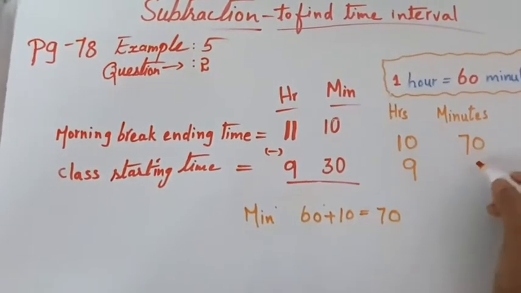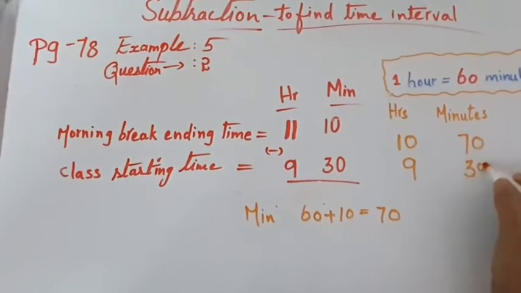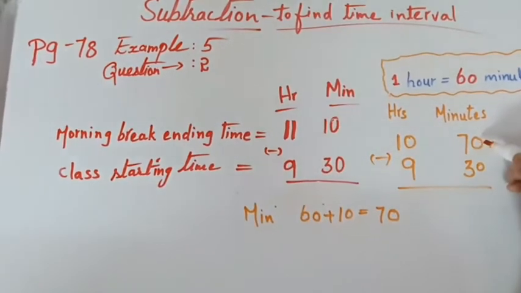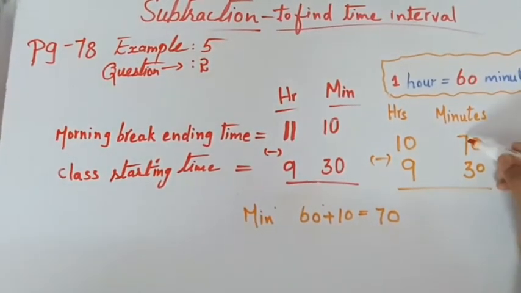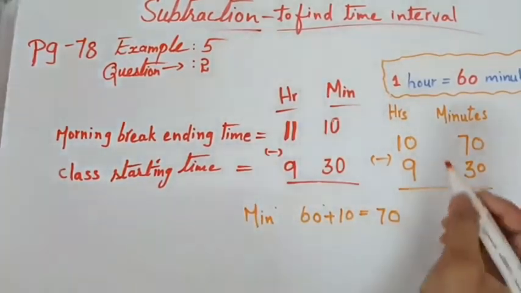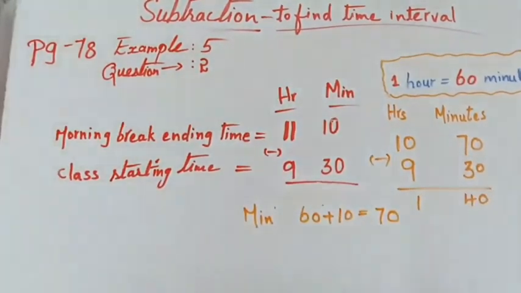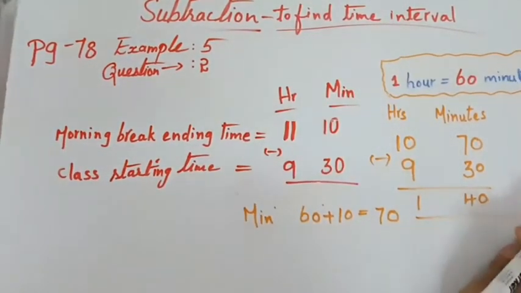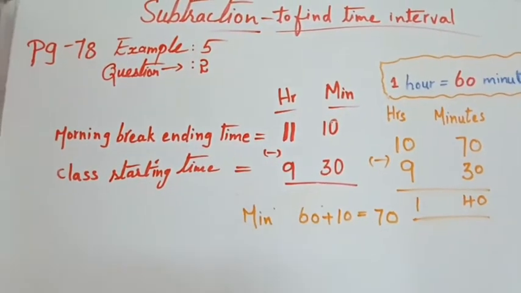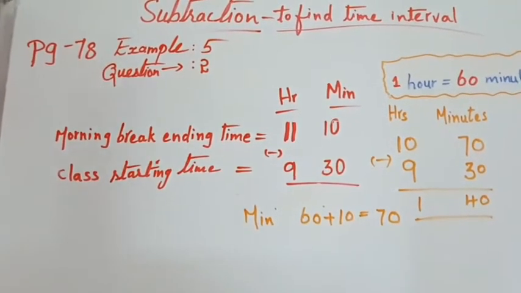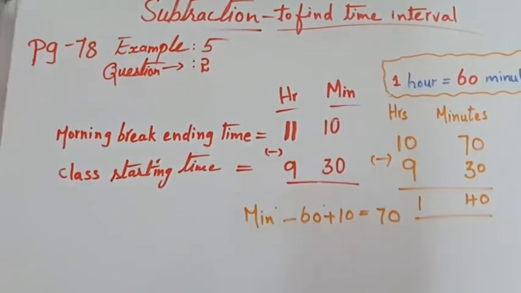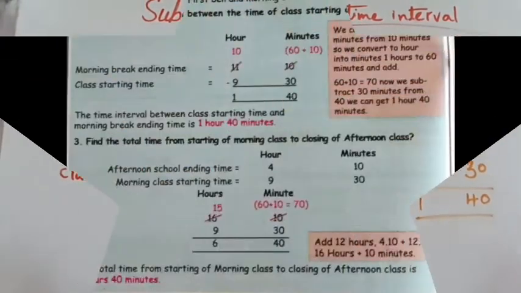Then we have to subtract 9 hours 30 minutes, isn't it? So we have to subtract now. So from 70 to 30, how is it? 70 minus 30 is 40, and then 10 minus 9 is 1. Now our answer is 1 hour 40 minutes. The time interval between the time of class starting and the time of first break, that is morning break. We have to regroup to find the time interval.